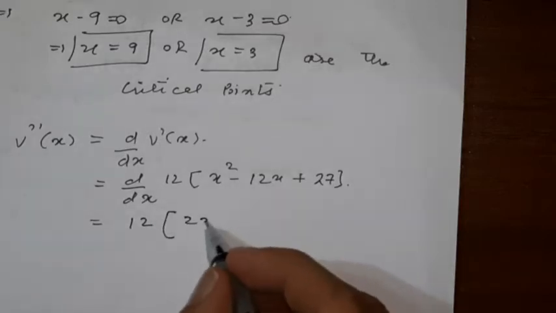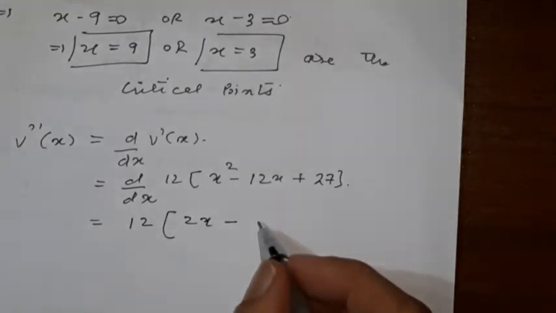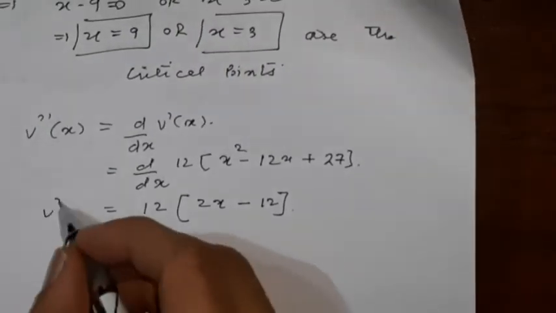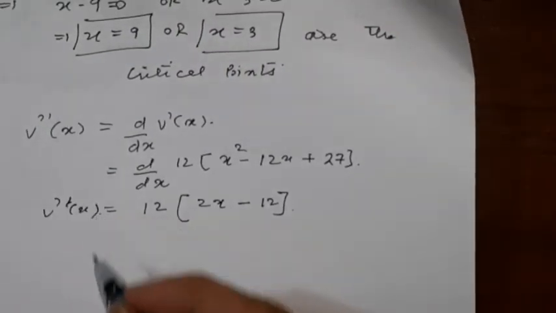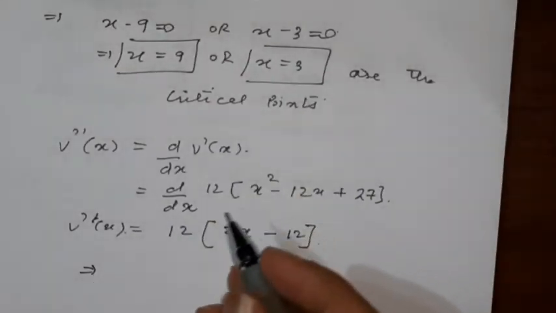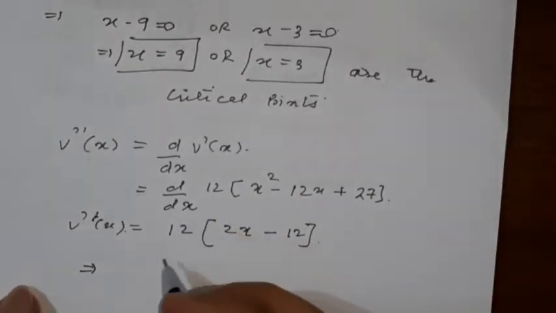Derivative of x square is 2x minus derivative of minus 12x is minus 12. Okay, so this is your V double prime of x. Now at each critical point we have to check the sign of the double derivative.